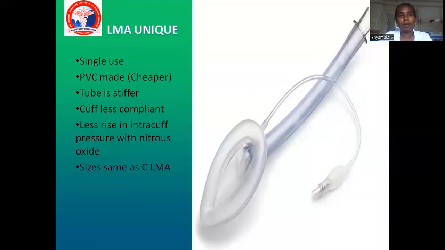Then this is the LMA Unique. This is single use, whereas the Proseal LMA is reusable. It is made up of PVC, whereas the Proseal is made up of silicone. It is the cheaper one. The tube is stiffer. It has a compliant cuff, with less rise in intra-cuff pressure with nitrous oxide. Size is the same as the classic LMA: 1.5, 2, 2.5, 3, 4, 5, and 6.